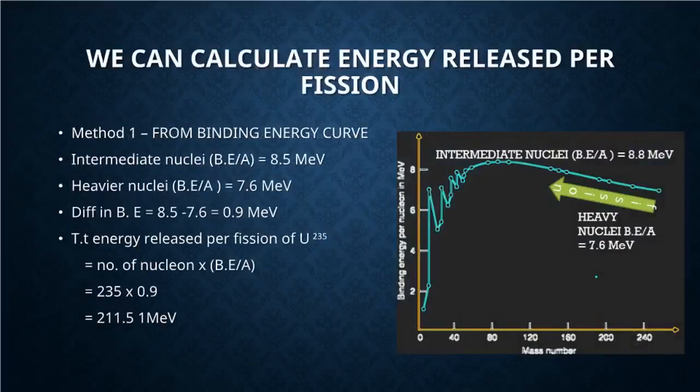We need to know the amount of energy released per fission. The first method to find this is using data from the binding energy curve. From the binding energy curve it is observed that for intermediate and heavy nuclei, the binding energy per nucleon is approximately 8.5 to 8.8 and 7.6 MeV respectively. In nuclear fission, heavier nuclei are converted to lighter nuclei. So the difference in binding energy is obtained as 8.5 minus 7.6, which is 0.9 MeV per nucleon. We need to calculate the net energy released during fission, which is nothing but the number of nucleons in uranium times the binding energy difference per nucleon. That is 235 times 0.9, which is approximately 212 MeV.